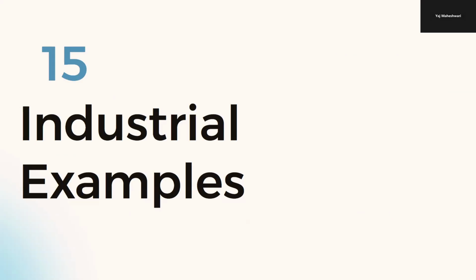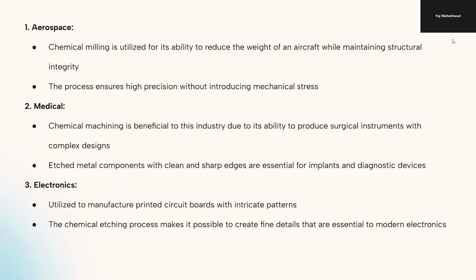Industrial examples. Number 1. Aerospace. Chemical milling is utilized for its ability to reduce the weight of an aircraft while maintaining structural integrity. The process ensures high precision without introducing mechanical stress. Number 2. Medical. Chemical machining is beneficial to this industry due to its ability to produce surgical instruments with complex designs. Etched metal components with clean and sharp edges are essential for implants and diagnostic devices.